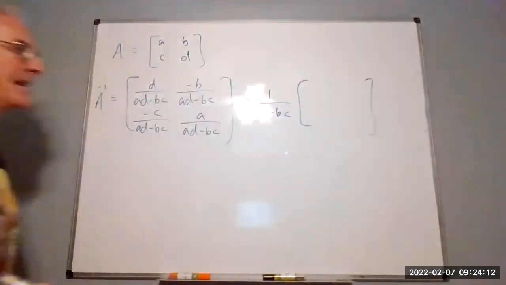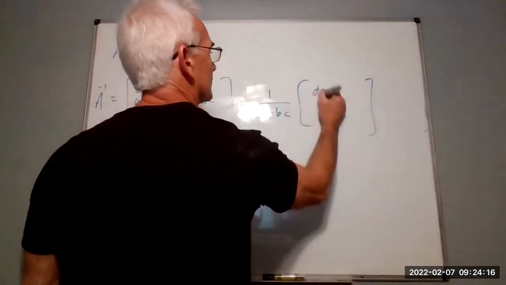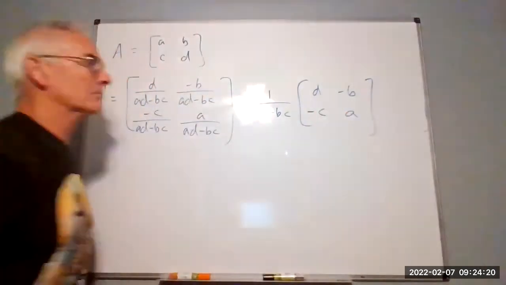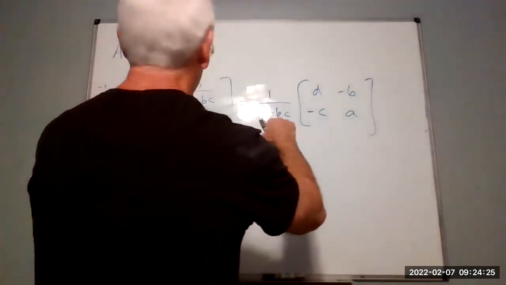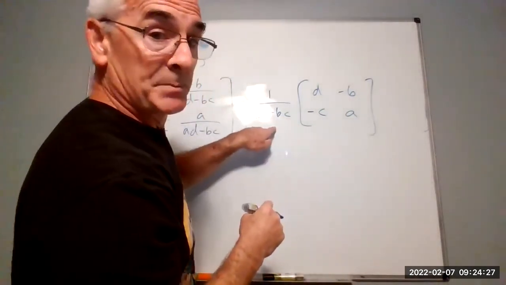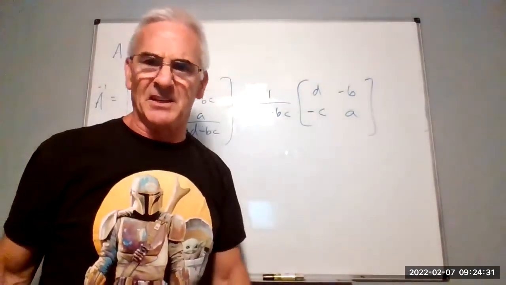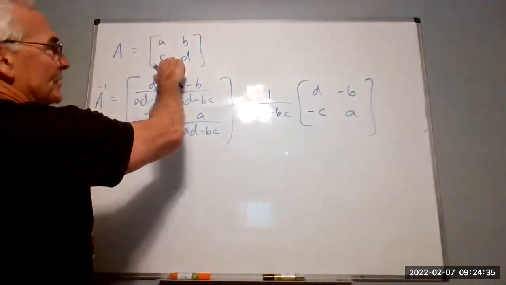What if I factor that out? What would I be left with? Does everybody agree with that? If I factor out the 1 over AD minus BC, then I'd be left with a matrix. So I just have A's, B's, C's, and D's. And wait a minute. That's the original matrix.